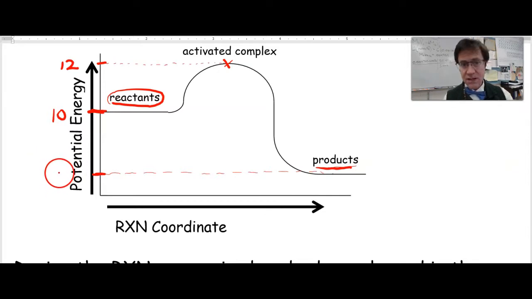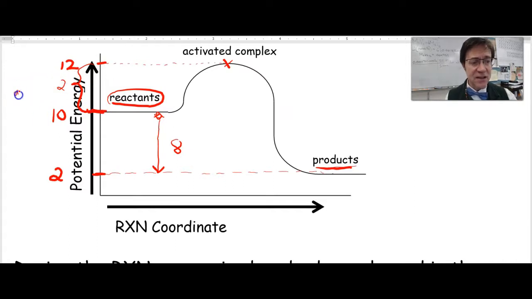Let's keep the math easy: 2, right? So in all, we went from here, we dropped down to here, and we lost 8 joules of energy. But we needed 2 joules of energy. So this is the activation energy, right? Because it's the energy it takes to make the activated complex, to get that thing started. So we had to go from this level on the scale up to this level on the scale. Does that make sense?